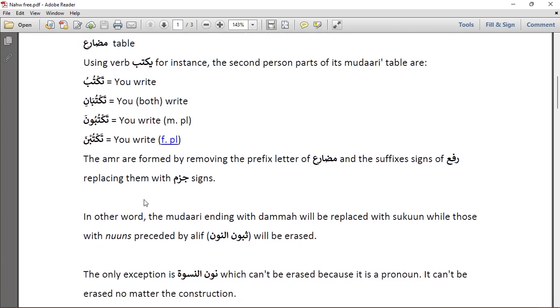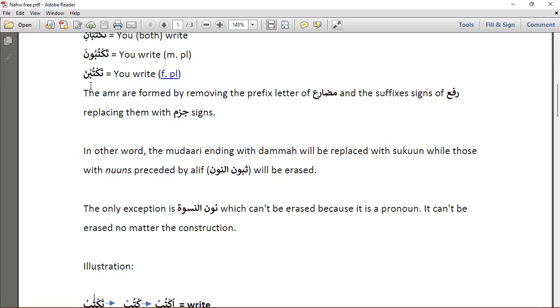So how do we do it? They are formed by removing the harful mudara. For example, let's take this taktubu. If we want to form it from this taktubu, we remove the ta, because the ta here is the harful mudara. Then we replace the damma on this ba with sukun. So that is how we form the amr.